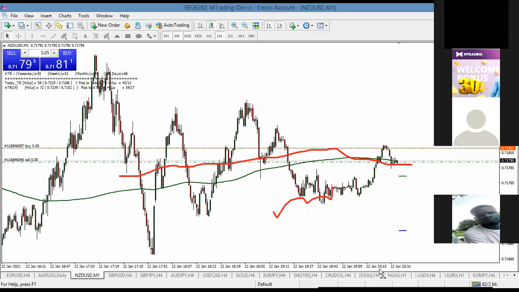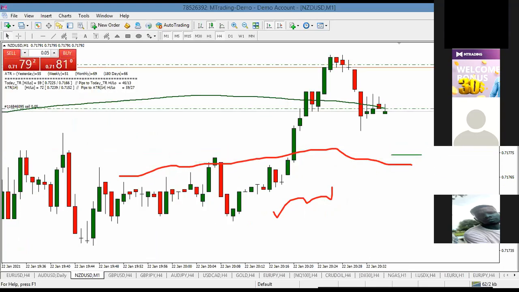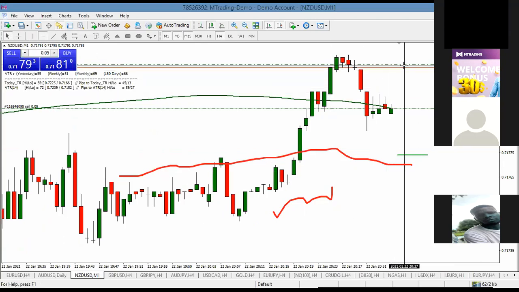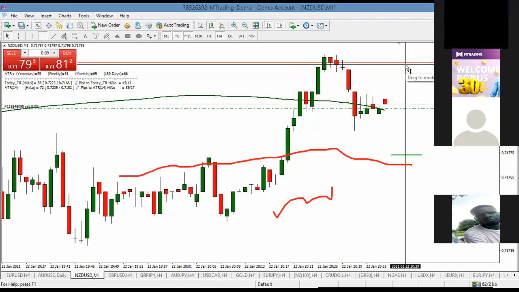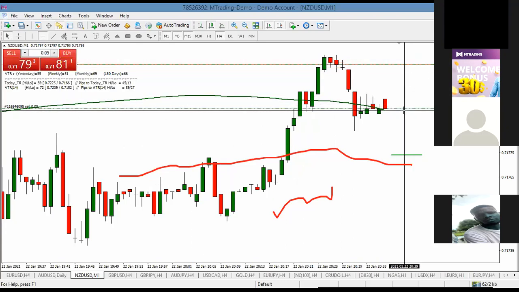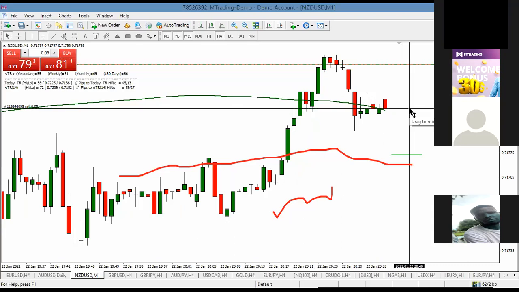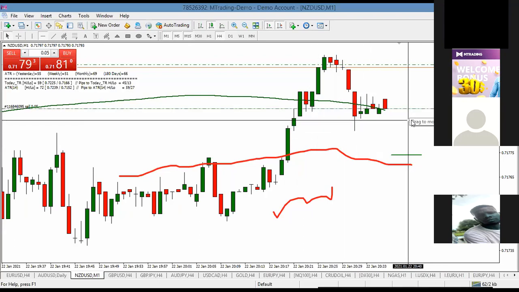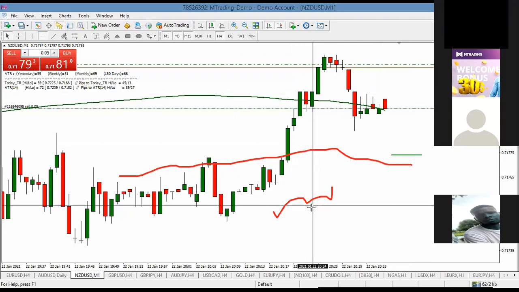So that trade was triggered around 0.71810. Let me get the exact price. Okay, 0.71811. That was where the buy trade was triggered, and the sell trade was triggered at 0.71793. So the difference is called the spread.